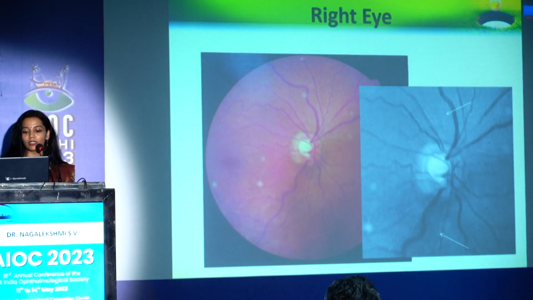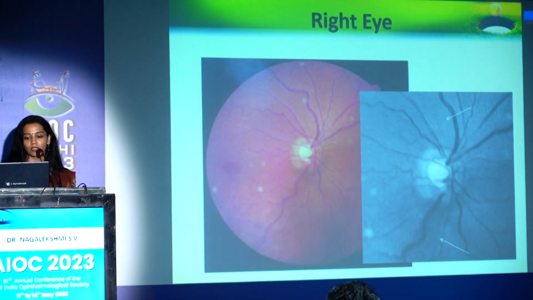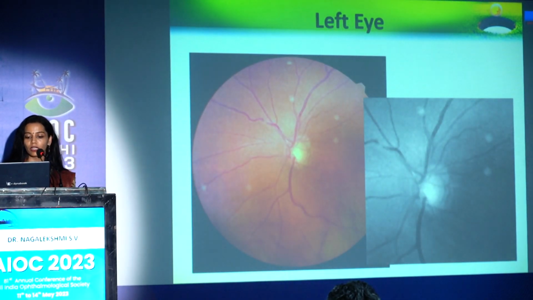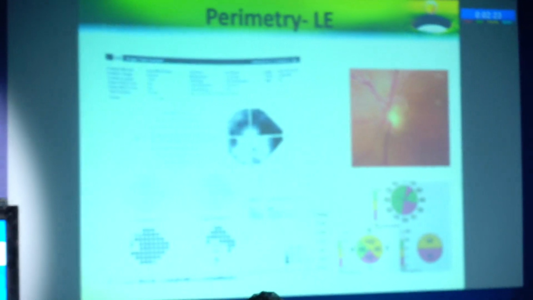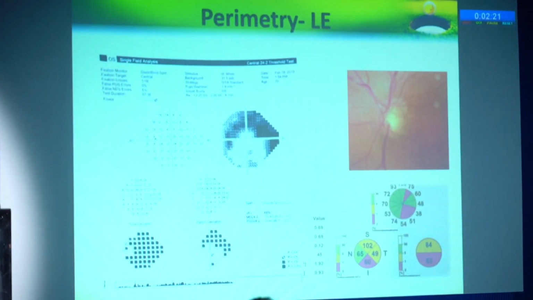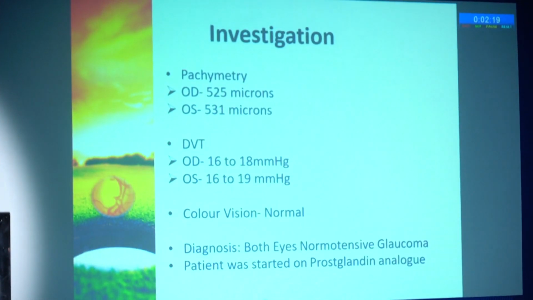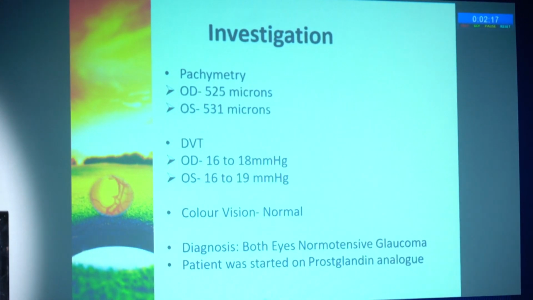gonioscopy. The right eye disc was about 0.8 with bipolar thinning, and the left was again 0.8 bipolar with more of inferior rim changes. The perimetry showed corresponding biarcuate defects in the right eye, and the left eye showed superior arcuate changes. So investigating further, they had average corneal thickness. The diurnal variation test did not go beyond 20.